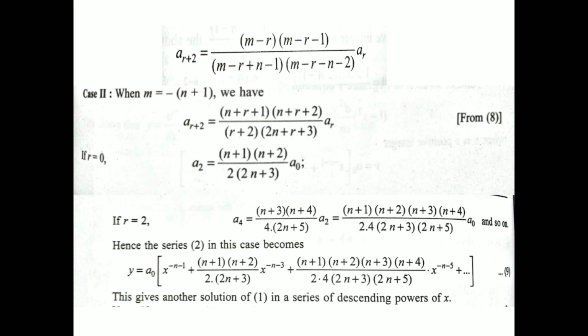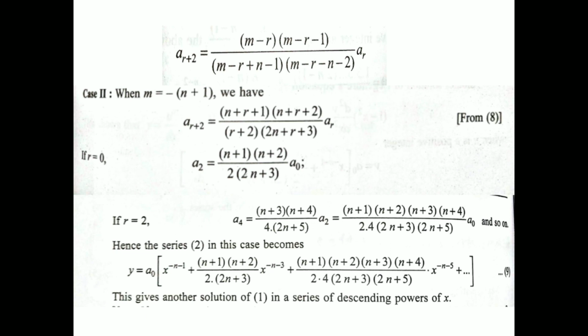So if r equals to 0, first case, so a naught, this one, a 0, here a 0 plus 2, that is a 2. So r must be 0, n plus 1. So 1 plus 1, n plus 0 plus 2, that is n plus 2. So 0 plus 2, that is 2. And 2n plus 0 plus 3, that is 2n plus 3. So likewise.